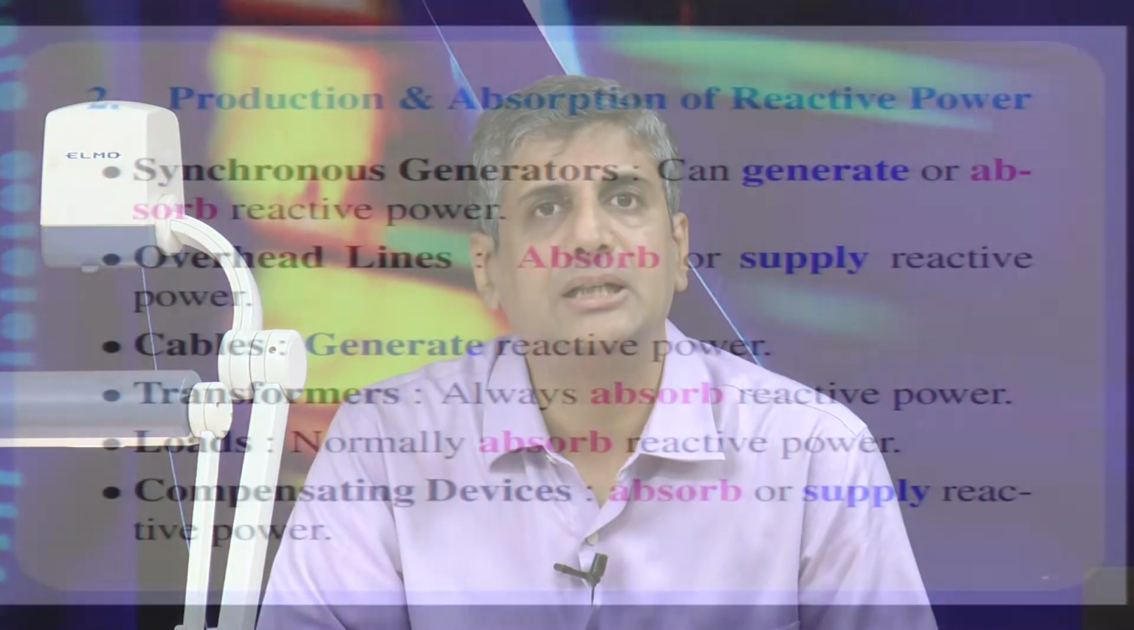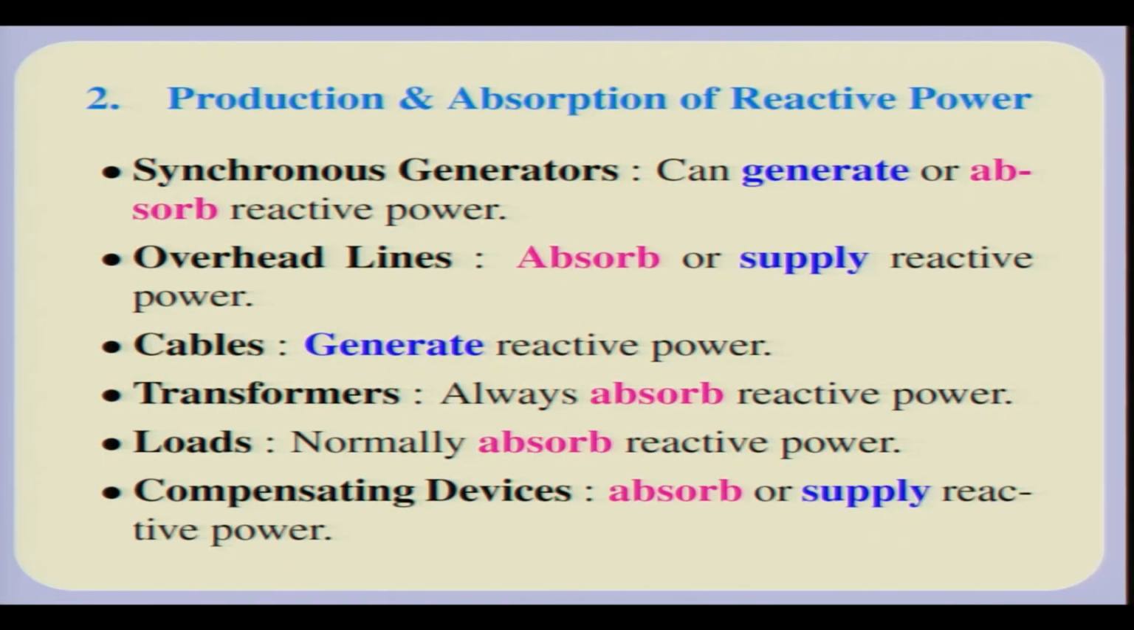Then transformers, they generally absorb reactive power, because they are basically mutually coupled inductive circuits at the frequency ranges of our interest. Electrical supply systems are around 50 hertz. Loads normally absorb reactive power, but that is not universally true, so I use the word normally. Compensating devices are devices like capacitors and inductors which you connect to the supply system so as to compensate for any absorption of reactive power by the load. So, these are called compensating devices.